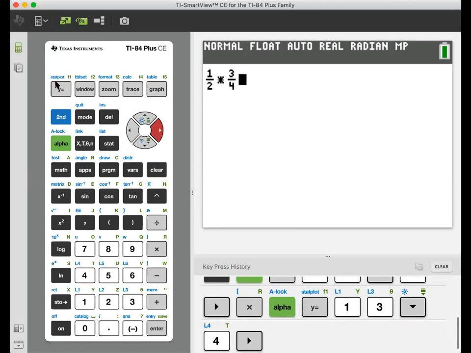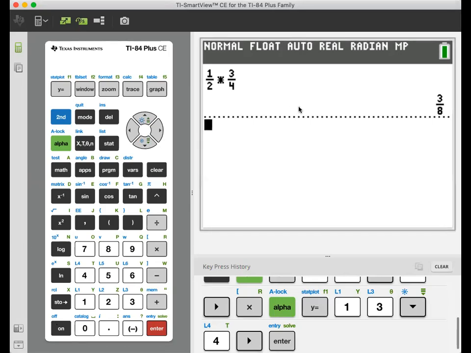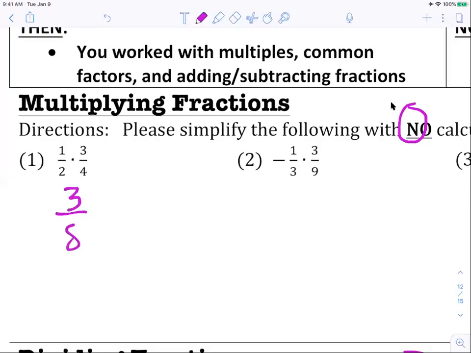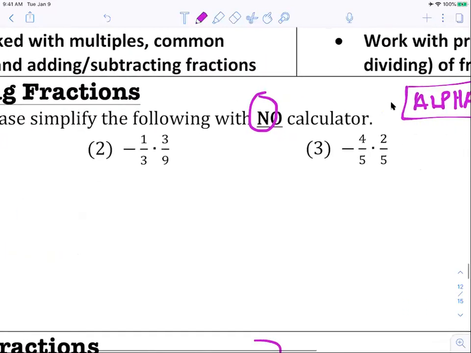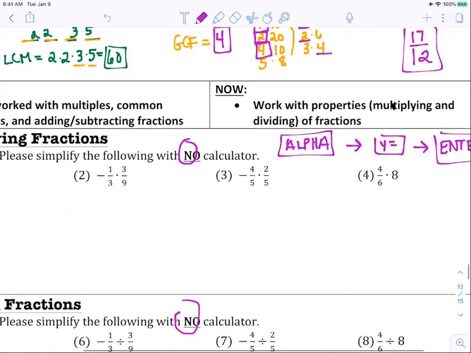It's a good habit to kind of get into. And then all you have to do is click enter. And we have our final answer of 3/8. So that is what we're going to type: 3/8.